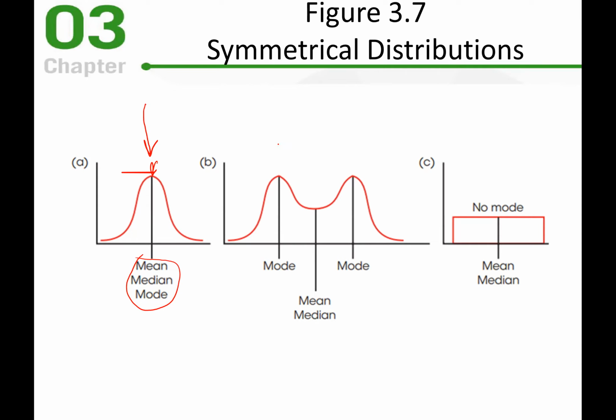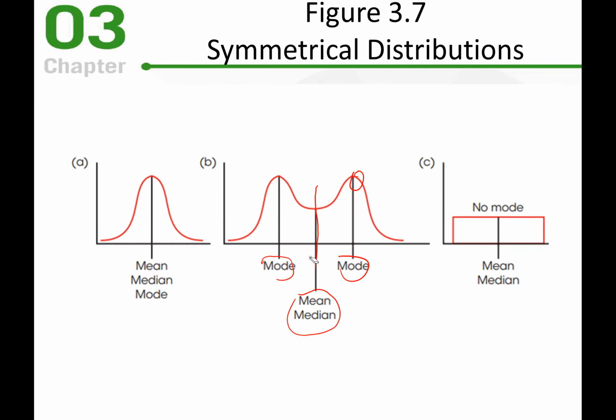But this too is a symmetrical distribution, B, right? In this one, the mean and the median are going to be the same number. The median is right in the middle, and the mean is the balance point between these two halves. However, that has two modes. One mode's here, and another mode is here. But that is a symmetrical distribution.